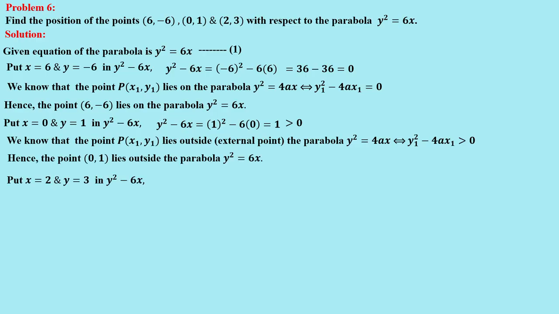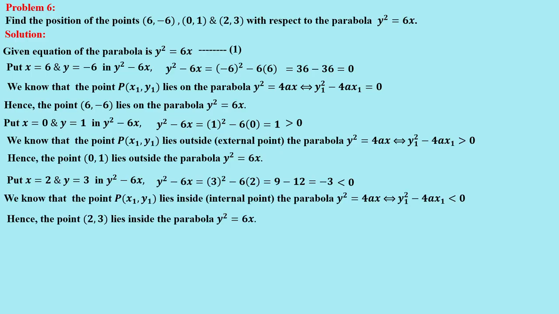Next, last point, put x is equal to 2 and y is equal to 3 in y square minus 6x. That is equal to 3 square minus 6 into 2, that is equal to minus 3, that is negative. We know that the point (x1, y1) lies inside the parabola if and only if y1 square minus 4ax1 is negative, less than 0. Therefore the point (2, 3) lies inside the parabola, right.